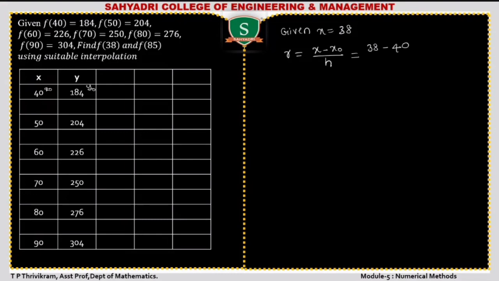Since we are using the forward interpolation formula, you have to write delta 1, delta 2, delta 3. These are the notations for delta. Now, what is the common difference between 40 to 50, 50 to 60, 60 to 70? The common difference is 10, so we write 10 here. Just check how much you'll get: minus 2 divided by 10, which is minus 1 by 5. In decimals, you'll get minus 0.2. Okay, so now we got the r value.